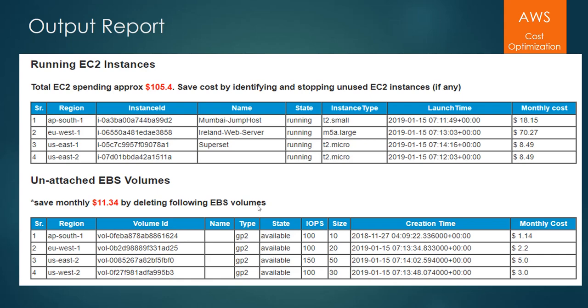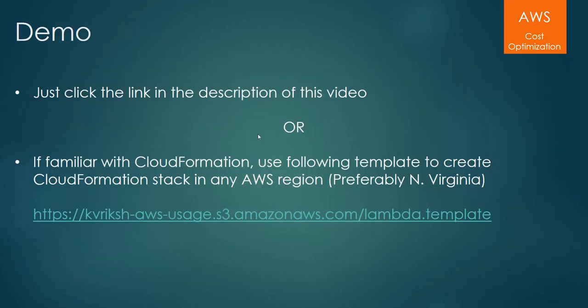And as I said, you can always modify this code and add more AWS services, like finding NAT instances or VPC endpoints. There are a lot of other resources like RDS databases, and you can save more on top of this. Okay, enough of the talk. Now let's look at the demo. If you want to create this yourself, you can just click the link in the video, which will take you to your CloudFormation stack console in your AWS account.